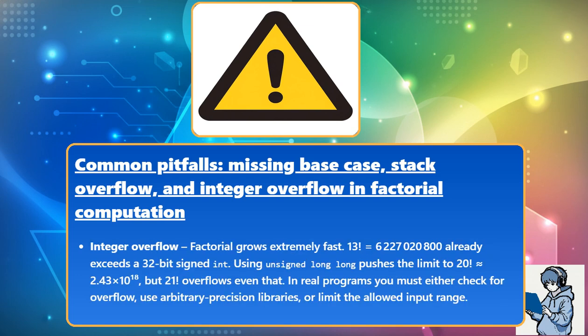Integer overflow: factorial grows extremely fast. 13 factorial equals 6,227,020,800, which already exceeds a 32-bit signed integer. Using unsigned long pushes the limit to 20 factorial, approximately 2.43 times 10 to the 18th, but 21 factorial overflows even that. In real programs, you must either check for overflow, use arbitrary precision libraries, or limit the allowed input range.